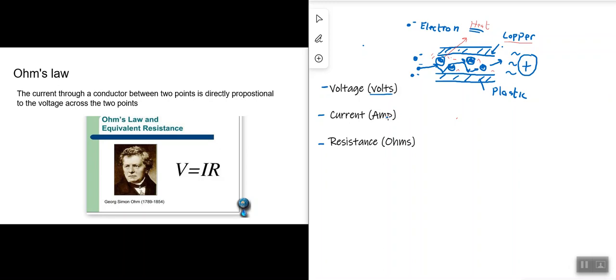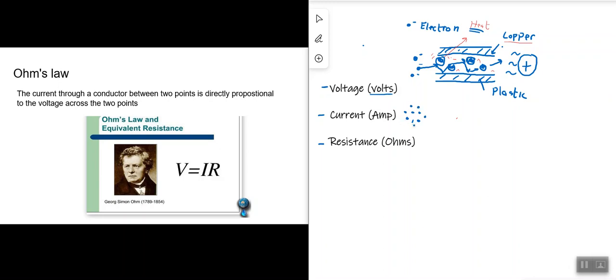And we don't need to know the exact number of electrons, but we can refer to it as an amp. It's kind of like saying a dozen eggs, for example. Instead of saying a dozen electrons, we say an amp. It's a huge number, so we don't need to worry about the number, but just think of it like a symbol that represents a particular amount of electrons.